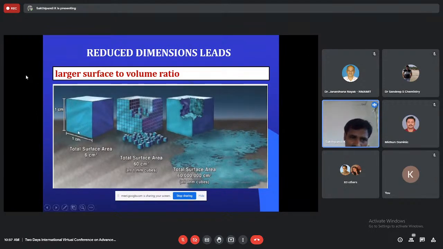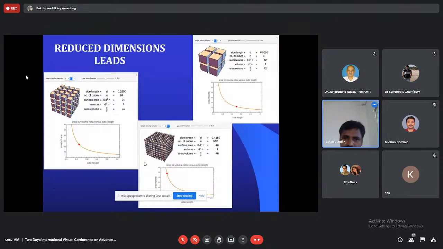So this is a 1 centimeter cube. The total surface area will be 6 centimeter square. If we convert it into 1 nanometer cubes, that area will be around 60 lakhs times more. So that much surface area will increase. If you convert it into 1 millimeter, 60 cubes will come, so 60 centimeter square will come. So if you convert from bulk to nano, the surface area will increase.